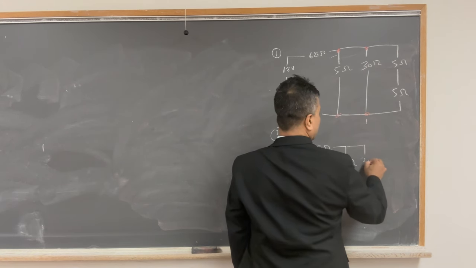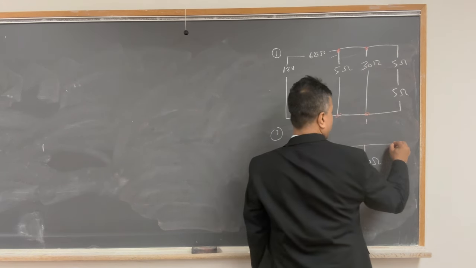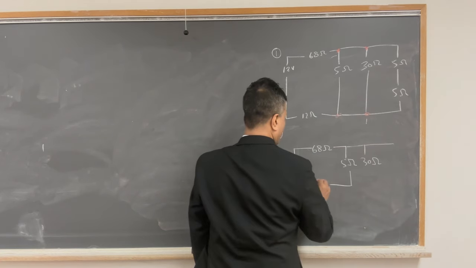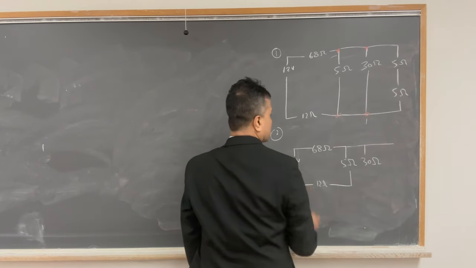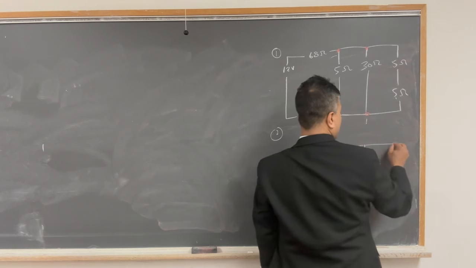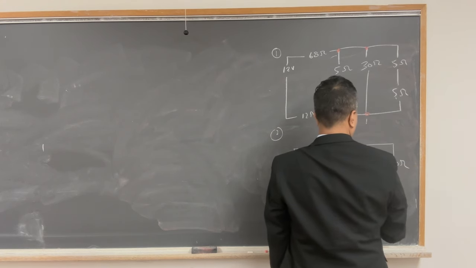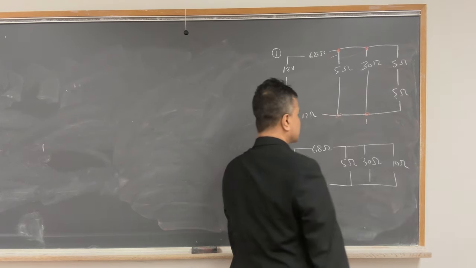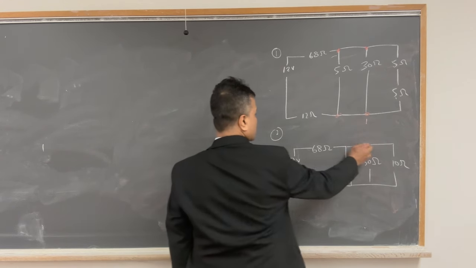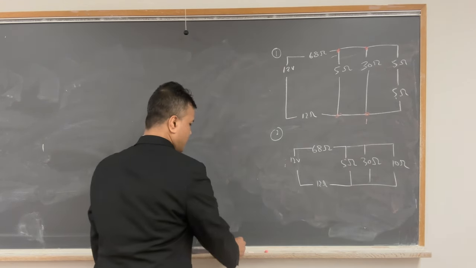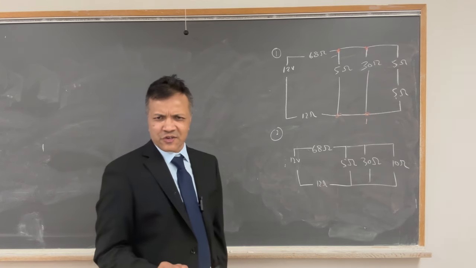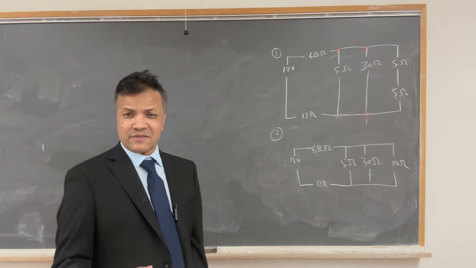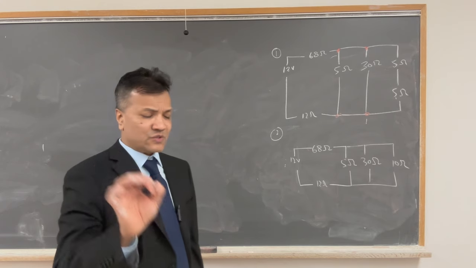You have 30 ohms. You have 12 ohms. You have 5 plus 5, which is 10 ohms. Okay, great. So still we have how many junctions? 1, 2, 3, 4 junctions. We're going to try to make sure that we have 0 junctions, and that is what we call a simple circuit. A simple circuit has 0 junctions.